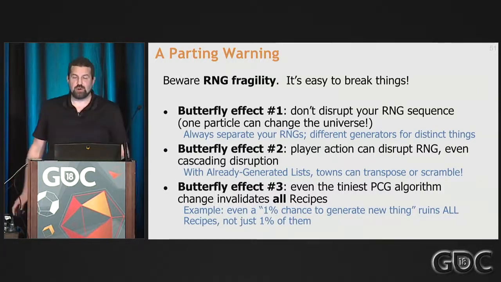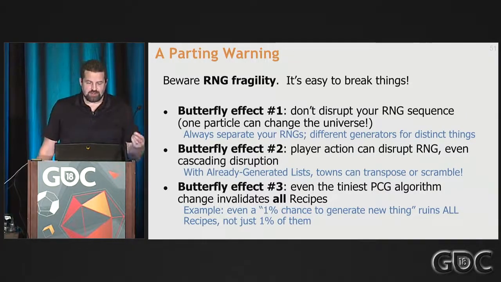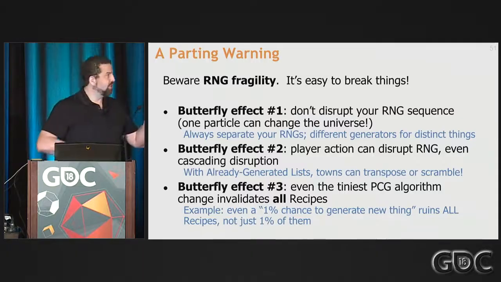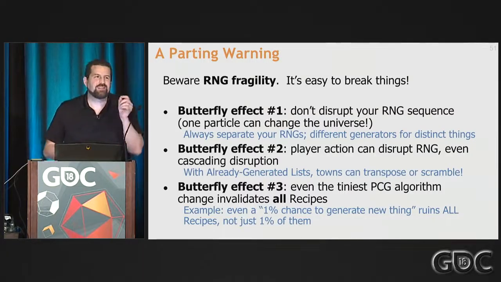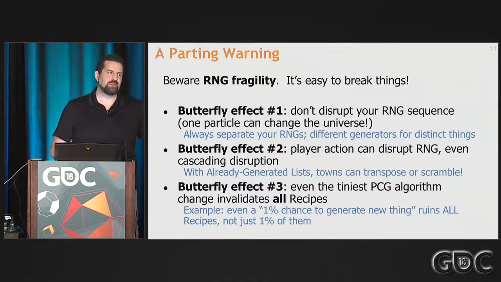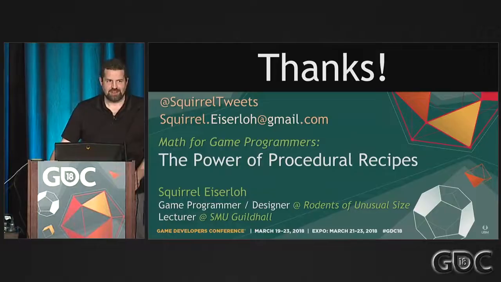And lastly, and most importantly, butterfly effect number 3. Even the tiniest algorithm change to your procedural generation content means all of your recipes are invalid. I learned this the hard way. So even something like, I added this one little line of code that says there's this 1% chance to add this thing. You didn't just ruin 1% of your recipes, you ruined 100% of them. It means you're going to be rebuilding them.